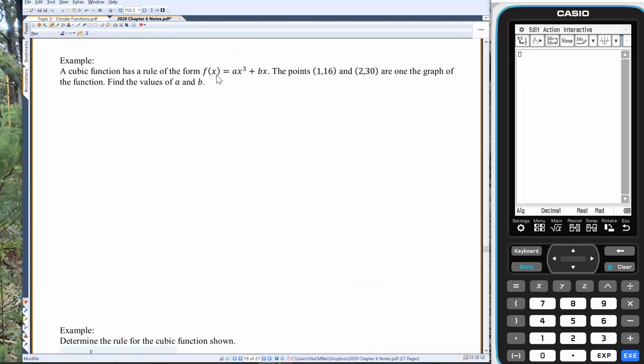A cubic function has the rule of the form f of x equals ax cubed plus bx, and it goes through that and that, which are on the graph of the function. Find a and b, classic simultaneous equations. So we're going to go 16 equals a times 1 cubed, which is 1, x times b is b, so it's just a plus b. Here's equation 1. Equation 2, 30 equals 8a, since 2 cubed is 8, and 2bx is plus 2b.